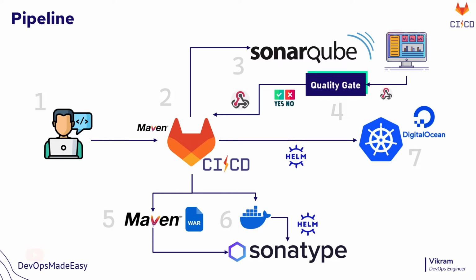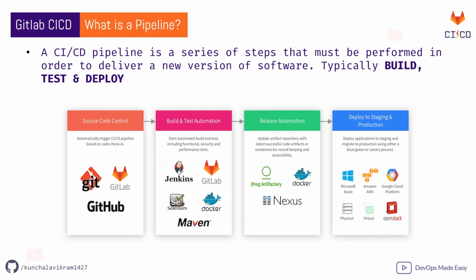But before implementing the CI/CD platform, you need to make sure that you have Kubectl and Helm installed, and GitLab and DigitalOcean accounts. And whenever we work with Nexus and SonarQube, at that moment you can install these tools in the Kubernetes platform. So let's understand what the pipeline is.